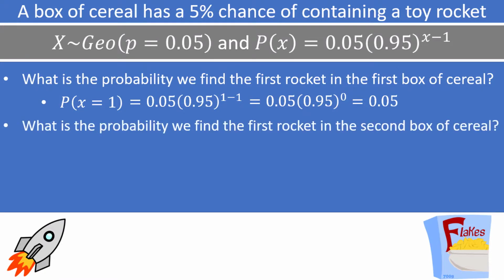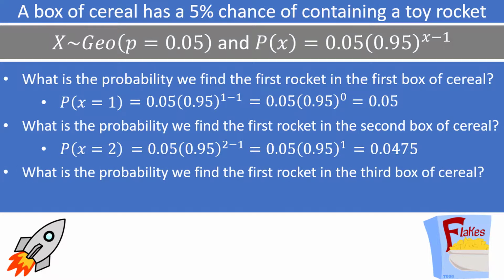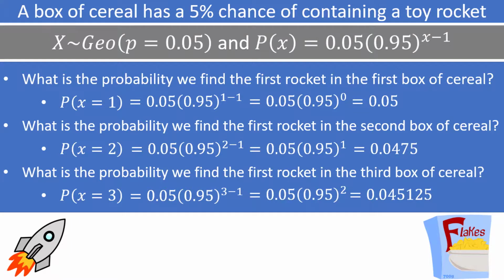What is the probability that we find the first rocket in the second box of cereal? Well, that's just the probability x is equal to 2, so plug in x equals 2 into the formula. 0.05 times 0.95 to the 2 minus 1 power simplifies to 0.05 times 0.95, which is equal to 0.0475. There is a 4.75% chance that the first toy is found in the second box. For finding the first rocket in the third box, we use the same process to get 0.045125. If you look closer at the formula, you can start to understand what the math is doing.